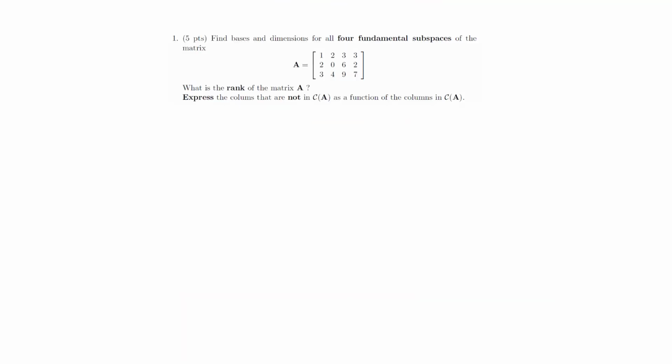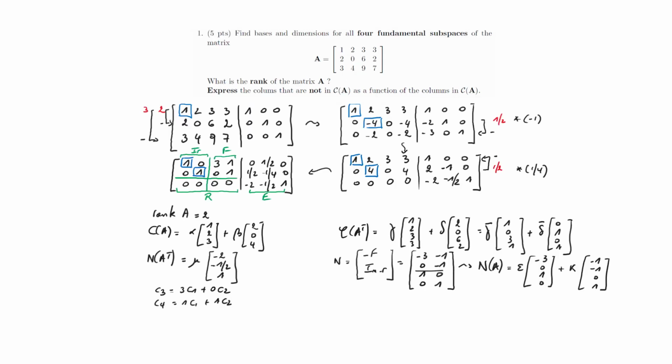You're given a matrix A and you have to find the four fundamental subspaces. You have to compute the rank of the matrix A and then express every column that is not in the column space as a function of the columns in the column space. As usual, try to do this by yourself and push the pause button. Well, let's start with the solution of this exercise.